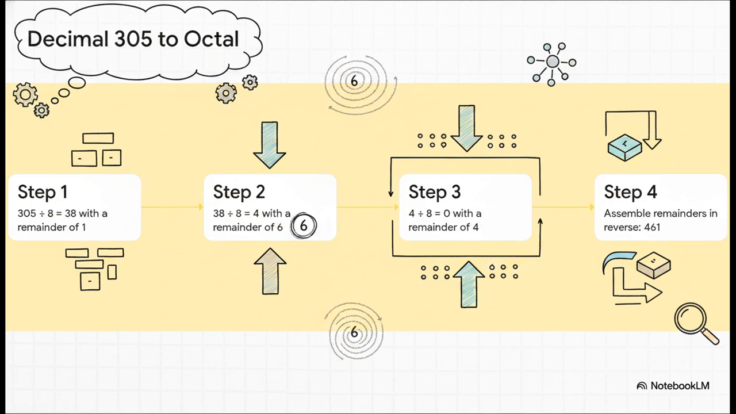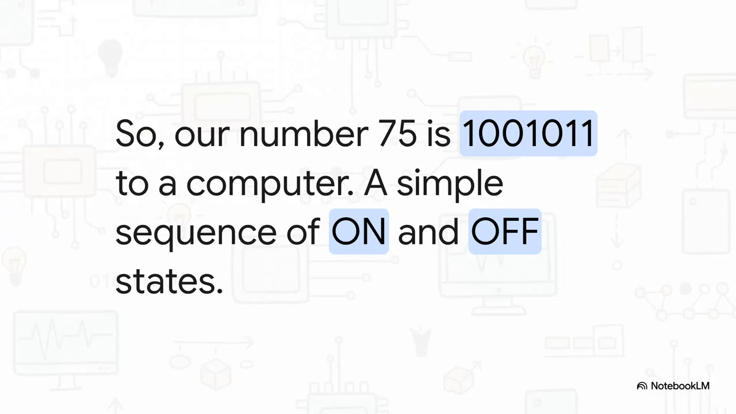Let's convert the decimal number 305 into octal, which is base 8. We do the exact same thing. Just keep dividing by our new base, which is 8 this time. We collect all our remainders, a 1, a 6, and a 4, and then, reading them backwards, we get our answer. So, 305 in our world is 461 in the octal world. How cool is that? And that right there brings us all the way back to our original question.